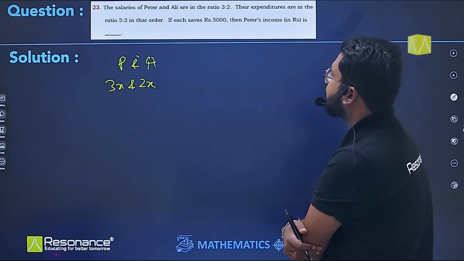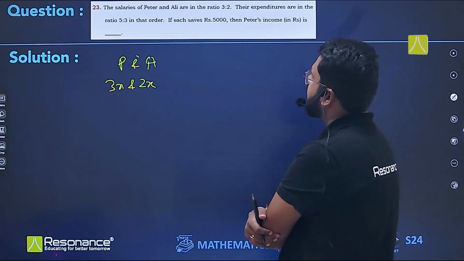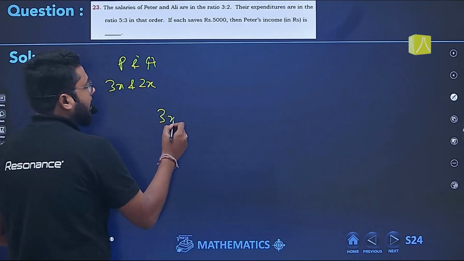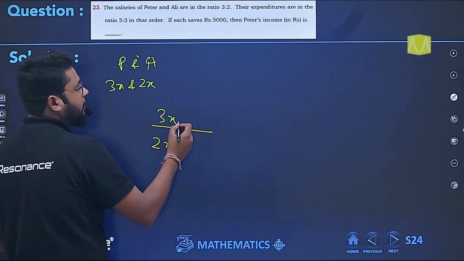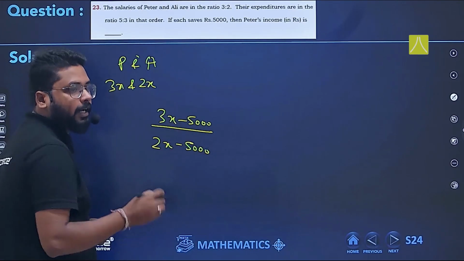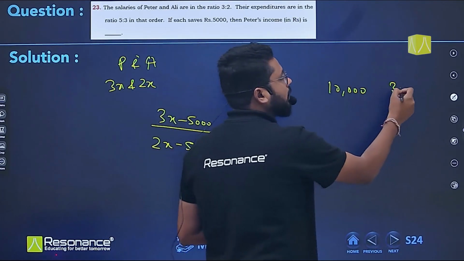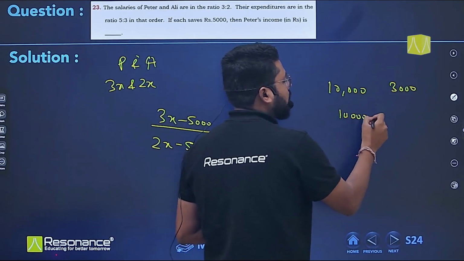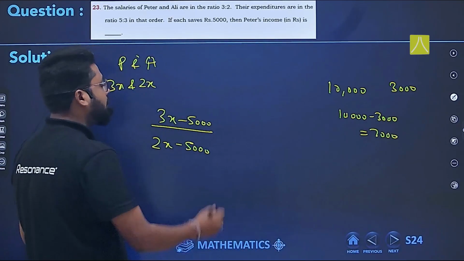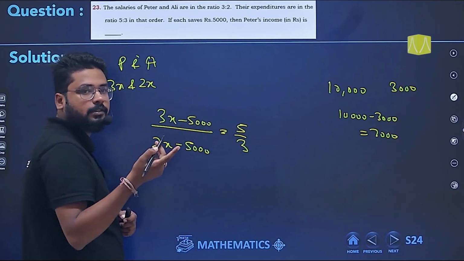Their salaries are 3x and 2x, their expenditures are in the ratio 5/3, and each saves 5,000 rupees. Out of salary, if I subtract the saving amount, then I'll get the expenditure amount. Suppose I am earning 10,000 and saving 3,000, then my expenditure will be 10,000 minus 3,000, which is 7,000. And the expenditures will come in the ratio of 5/3.